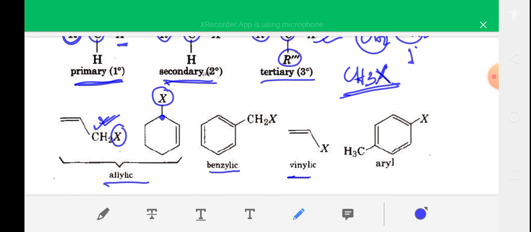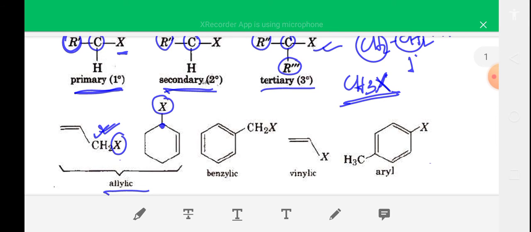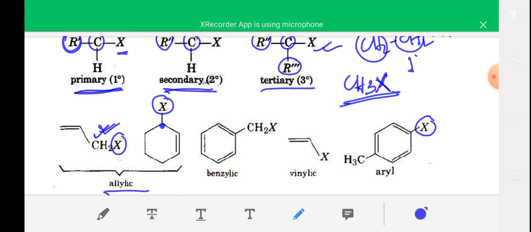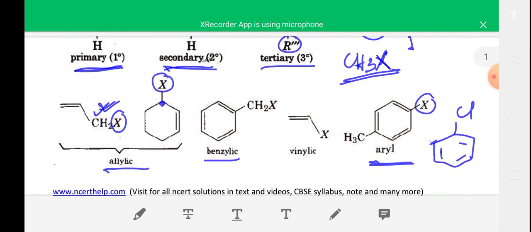And now see vinylic. If the halogen atom is directly attached to the double bonded carbon, then it is known as vinylic halide. And if the halogen atom is directly attached to the benzene ring, then it is known as aryl halide, like chlorobenzene. Chlorobenzene is an example of aryl halide because in chlorobenzene the chlorine atom is directly attached to the benzene ring. It is aryl halide. Okay, and benzene ring with CH2Cl is benzylic halide, benzylic chloride. Okay, so these are some different types of haloalkanes and haloarenes.